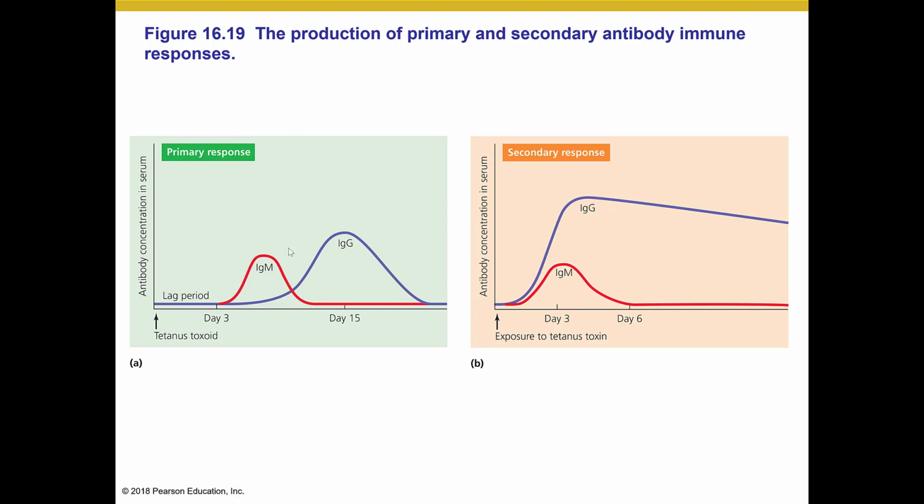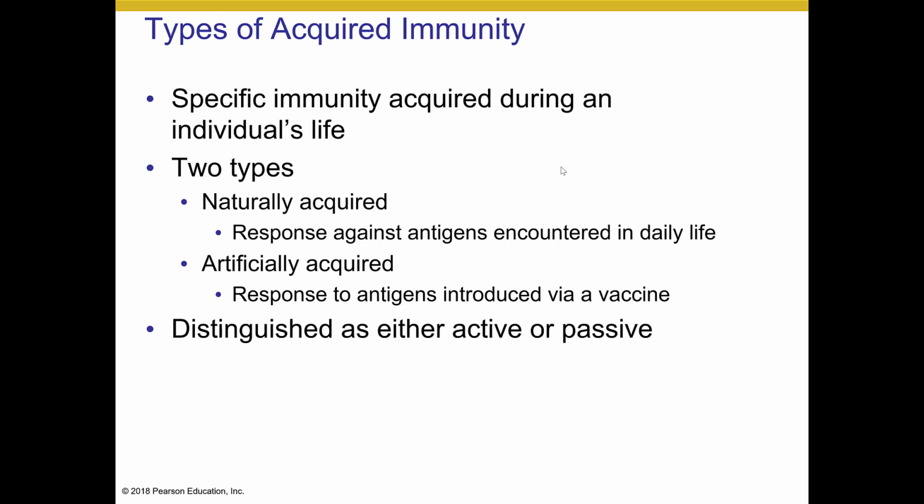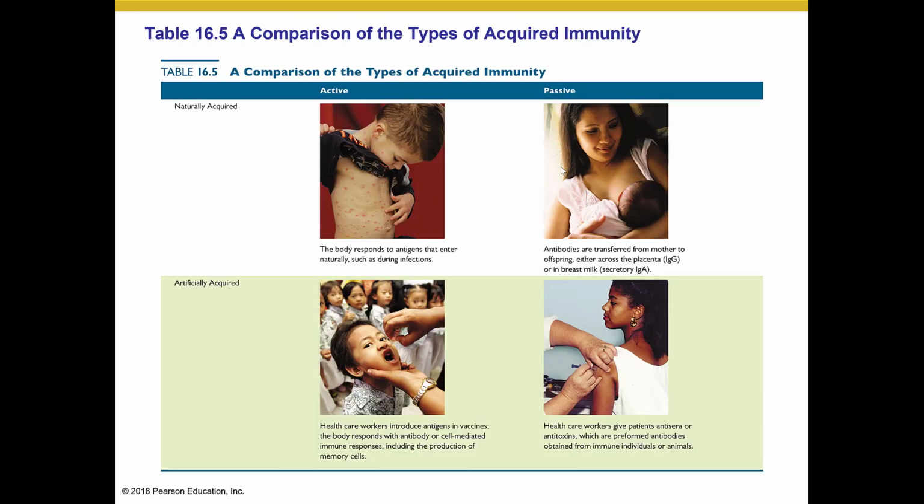And what is the purpose of that? The purpose is to create the memory cells so that if you're actually exposed to a live infection, you already have memory cells and your secondary response will respond now and you won't get sick. So these types of immunity have something to do with that. Naturally acquired immunity versus artificially acquired immunity.